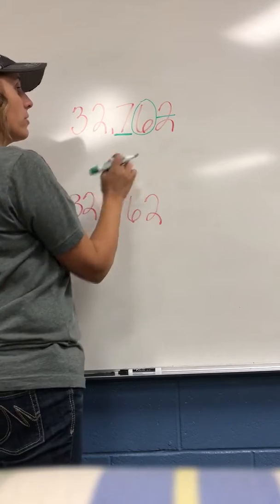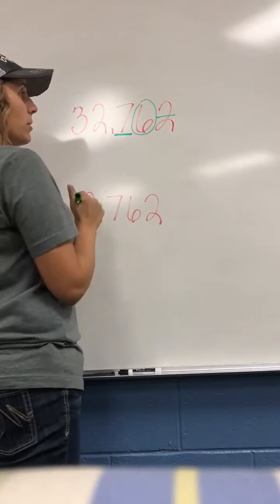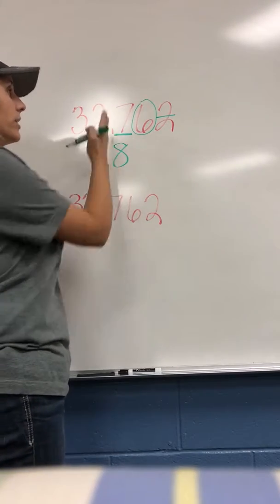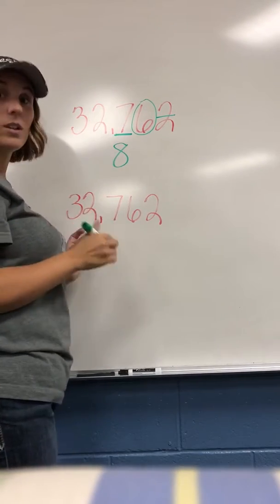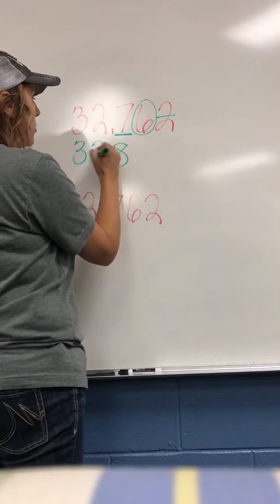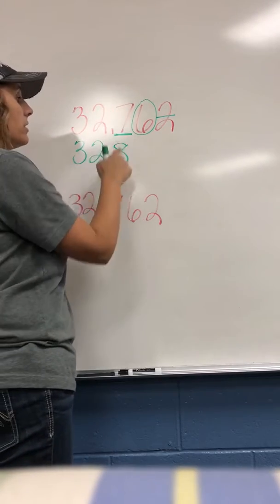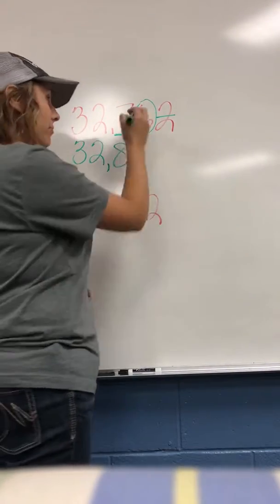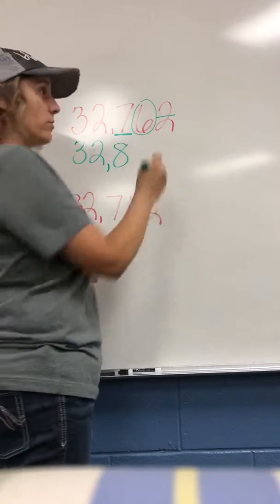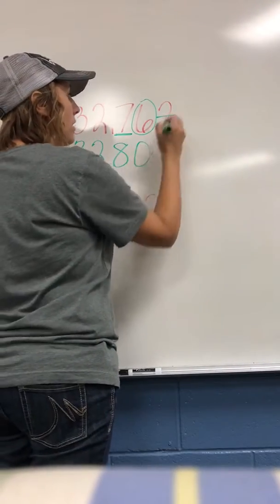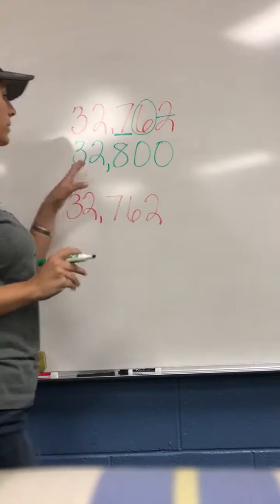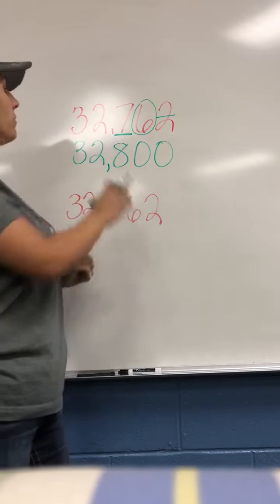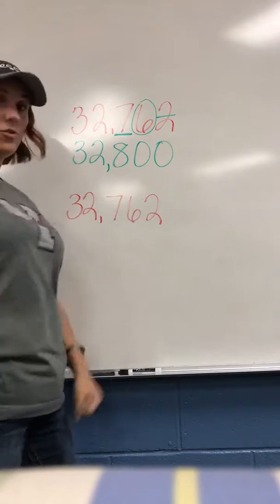But since 6 is bigger than 5, it changes this number to 1 bigger. So 7 is going to turn into an 8. Now, everything before this number stays the same. You have to add those to it. This number may change. And then what happens to everything over here? Everything over here changes into a 0. That's why you have your 0 reminder. Now, don't leave any numbers out. So if I am rounding this number to the hundreds place, I'm gonna get 32,800.